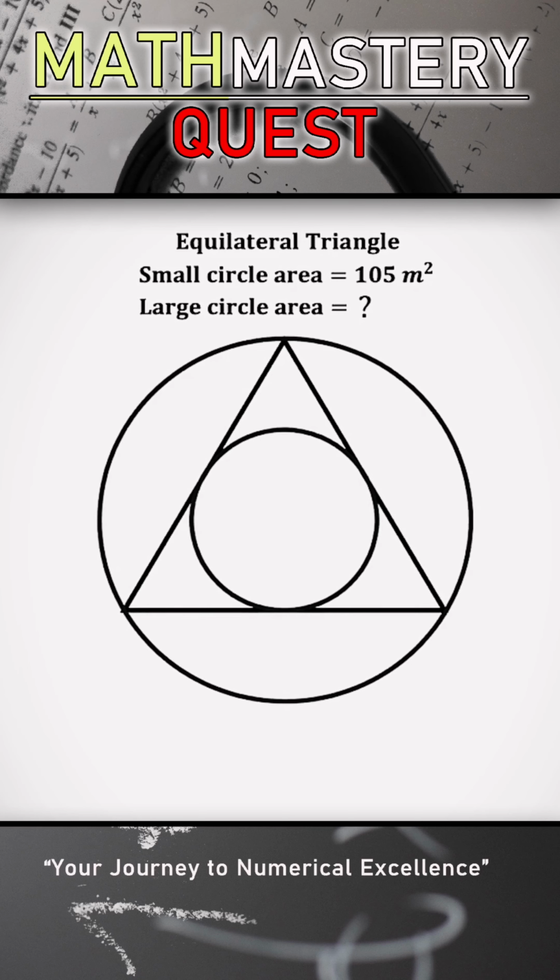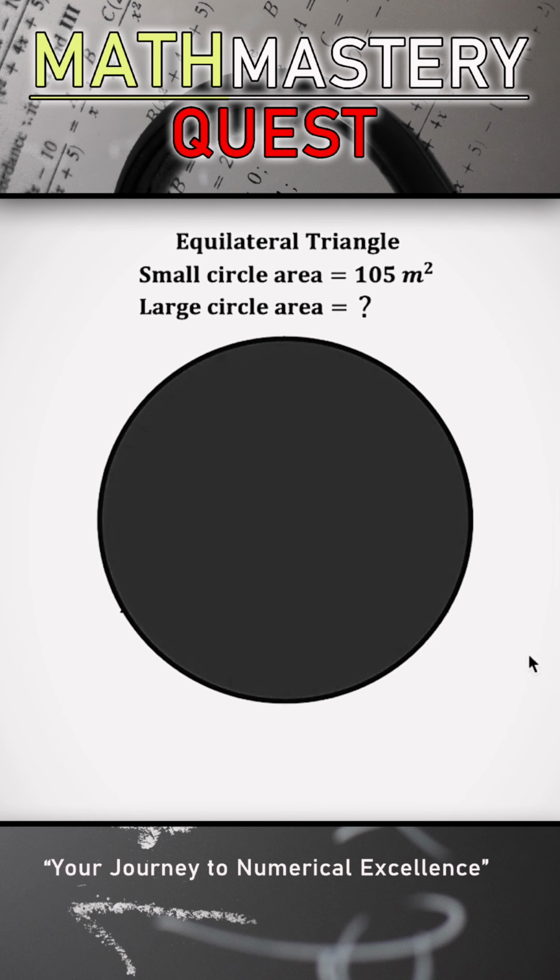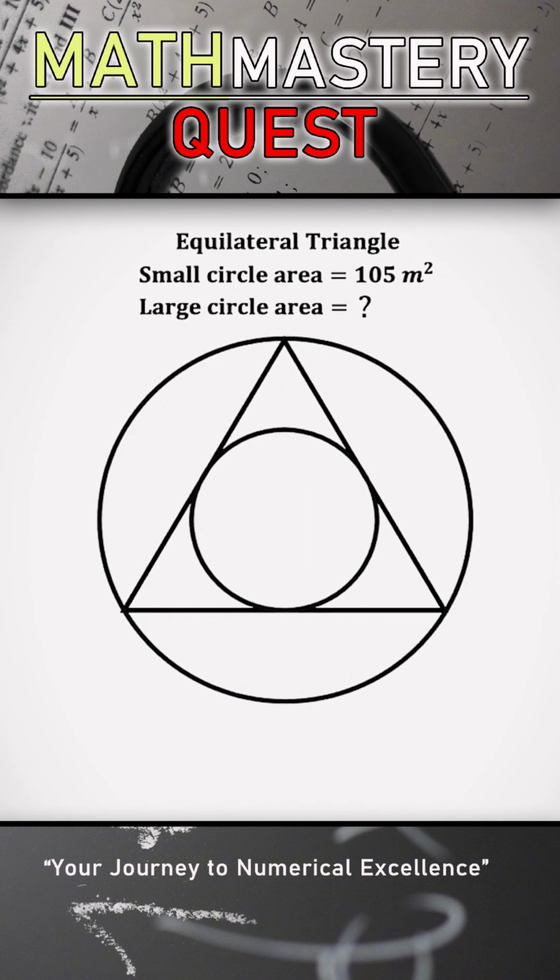Hey guys, this looks like a fun one. We have an equilateral triangle right here. We're given that the area of this smaller circle is 105 meters squared, and they want us to find the area of the larger circle. If you want to try this on your own, pause it, because I'm going to solve it in 3, 2, 1.